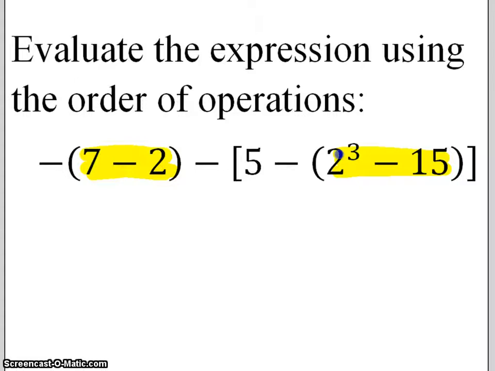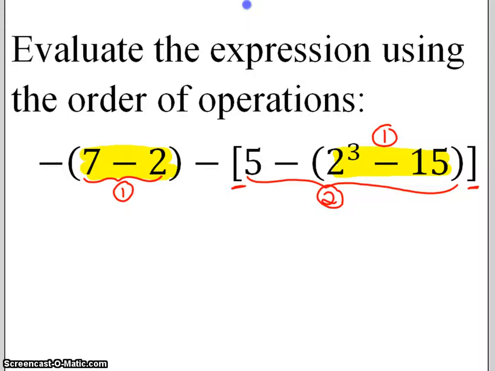also have these square brackets. See these right here? These square brackets. We then have to focus on simplifying all of that. But first, we simplify the innermost parentheses first. Then second, we simplify the 5 minus whatever 2 cubed minus 15 ends up being. And then this is a separate parentheses, so that can be done at the same time as number 1.